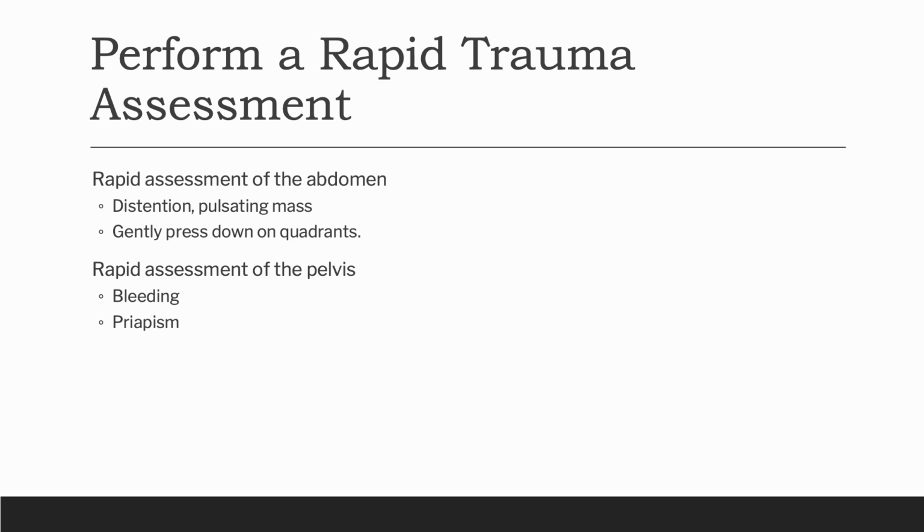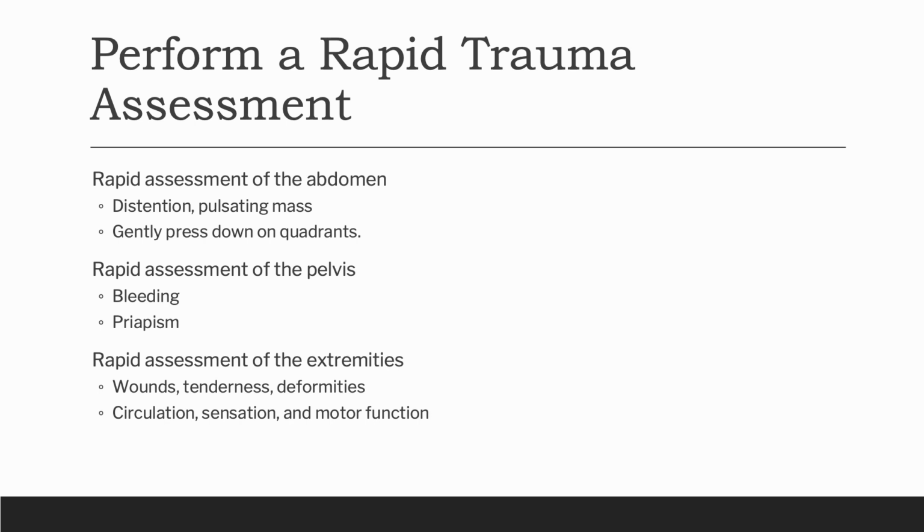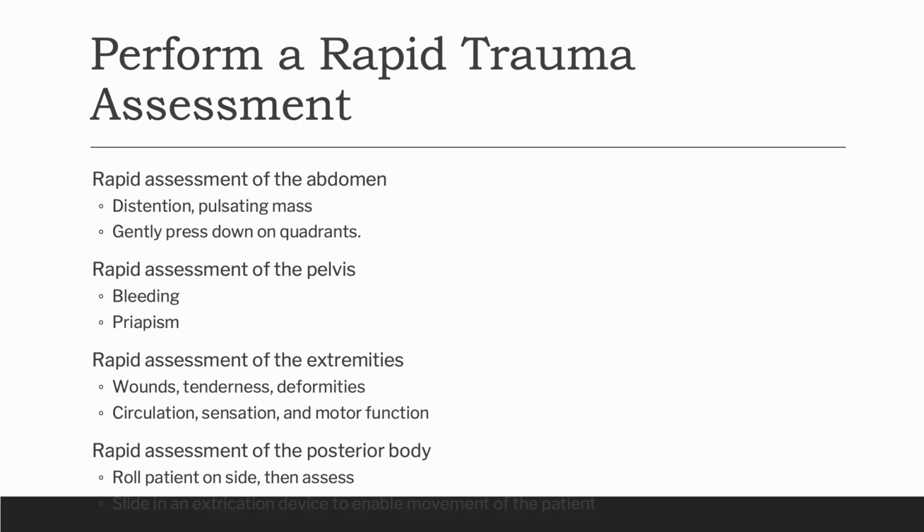Looking for priapism, which is another name for an erection. Priapism on a male patient who's had a spinal cord injury or who has had a back or neck injury leads the providers to think spinal cord injury. It's not a normal response. Do a rapid assessment of the extremities for wounds or tenderness, and PMS: pulse, motor, sensation, or circulation, sensation, and motor function are the same thing. You'll hear PMS or CMS. What we're doing is checking for pulses, seeing if they can squeeze or wiggle their fingers or toes, and then can they feel us touching them. For posterior, we're going to roll the patient up on their side and assess them.